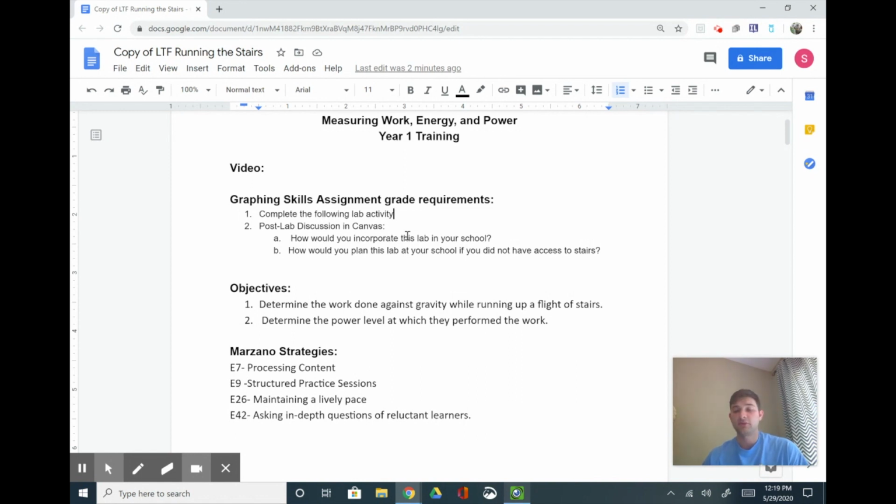So, for you to get full credit for this activity for the training, you need to make sure you complete and follow the directions for this activity. Also, there's a post lab discussion in Canvas. There's two questions you're going to be asked: how would you incorporate this lab in your school, and how would you plan this lab in your school if you did not have access to stairs?